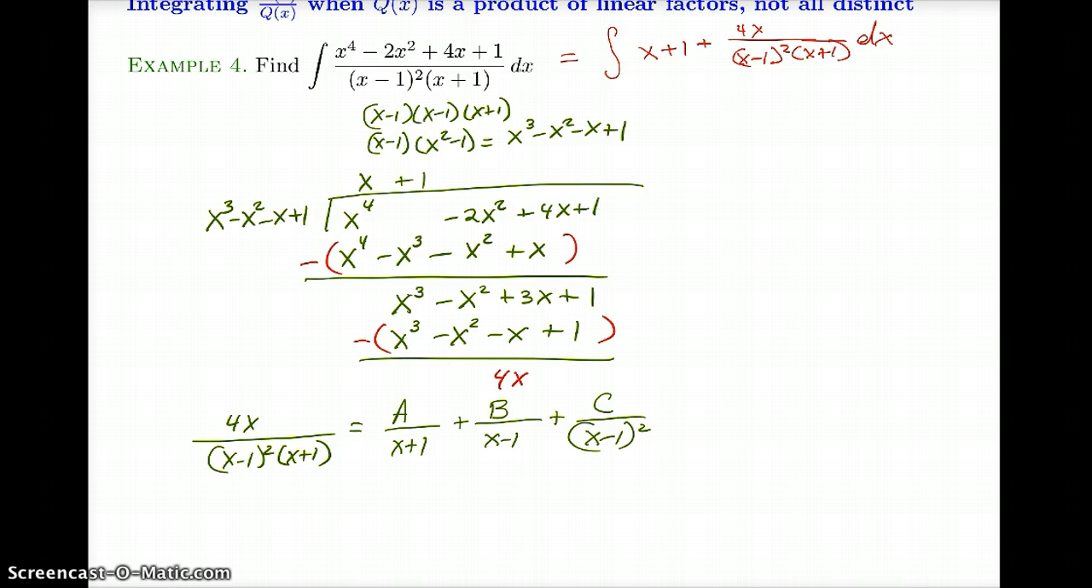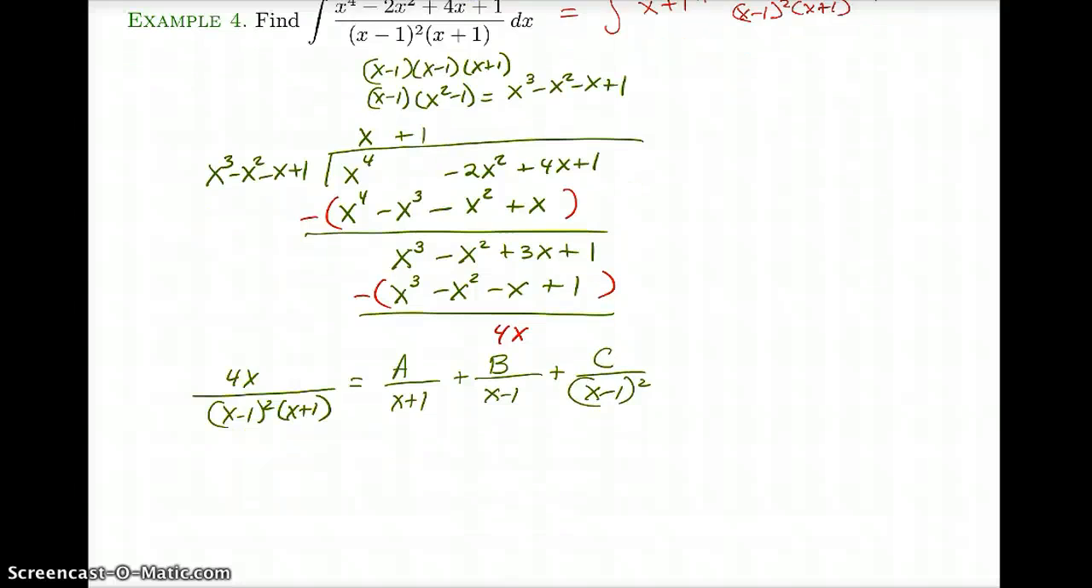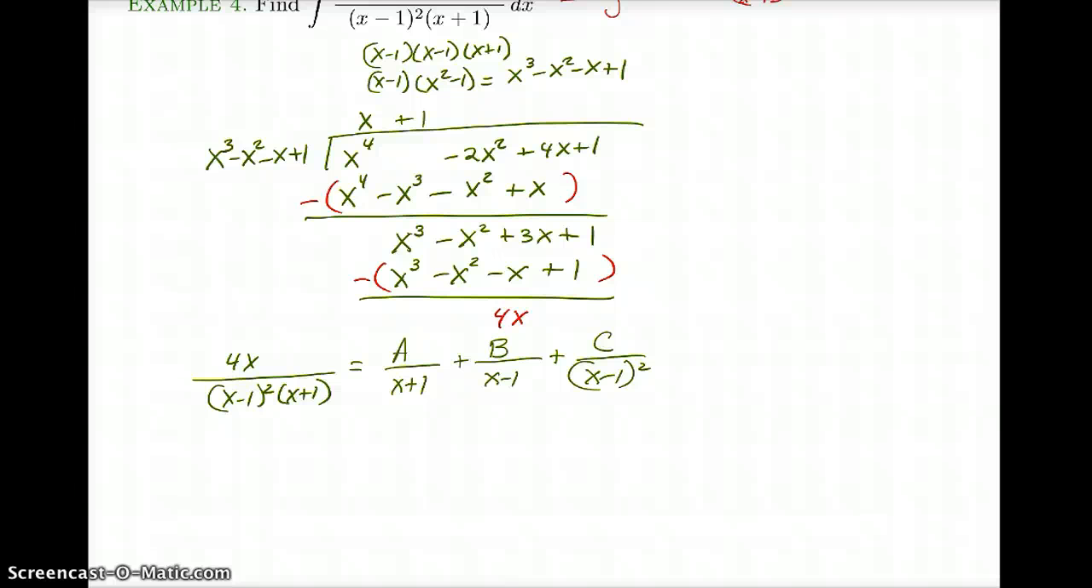Okay, so because it's squared, I get two fractions in my decomposition, one with x minus 1 to the 1 and one with x minus 1 to the 2. Okay, so you just have to know what the decomposition looks like. Otherwise, when you try to find your A, B, and C, you're not going to be able to do it. So the process for finding A, B, and C is the same.